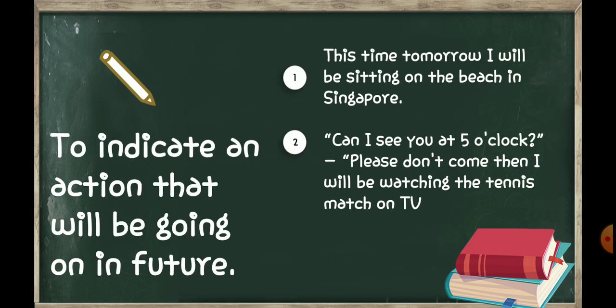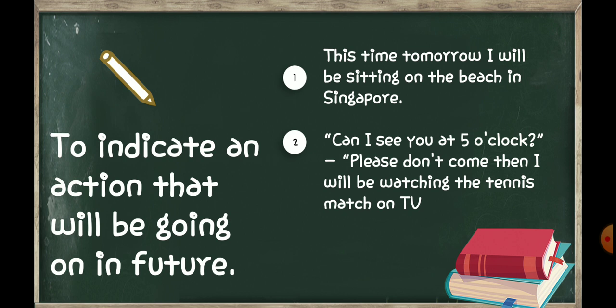Now see the situation. We use this tense to indicate an action that will be going on in future. It means to refer to an action which will be in process in future. So this action will be happening in future. You will refer to a future time and you will state the action in continuous form.